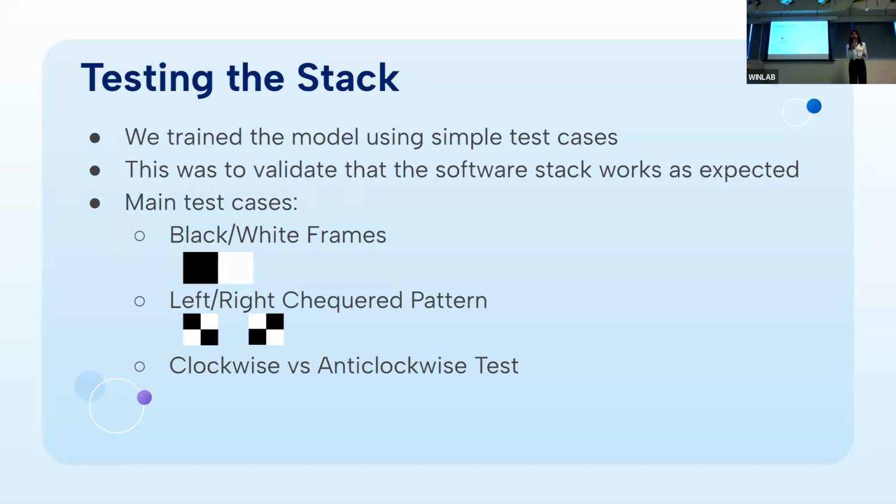The second test that we used was a left and right checkered pattern. As you can see in the first class and the second class on the left and right, the colors are basically just inverted. We want to see if this model can recognize the difference between these two different patterns. And lastly, we tested a clockwise versus anti-clockwise test, which Daksh will explain a little bit more about.